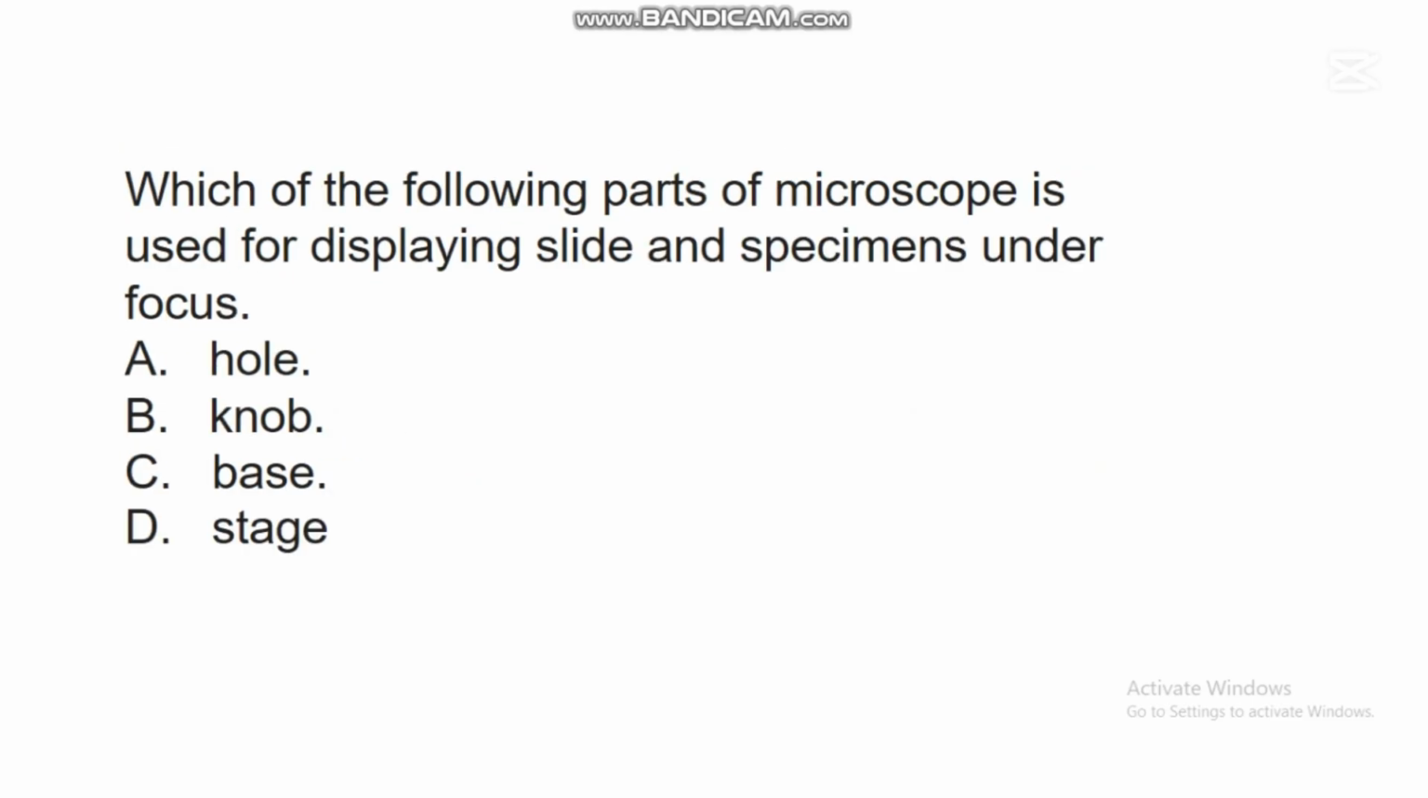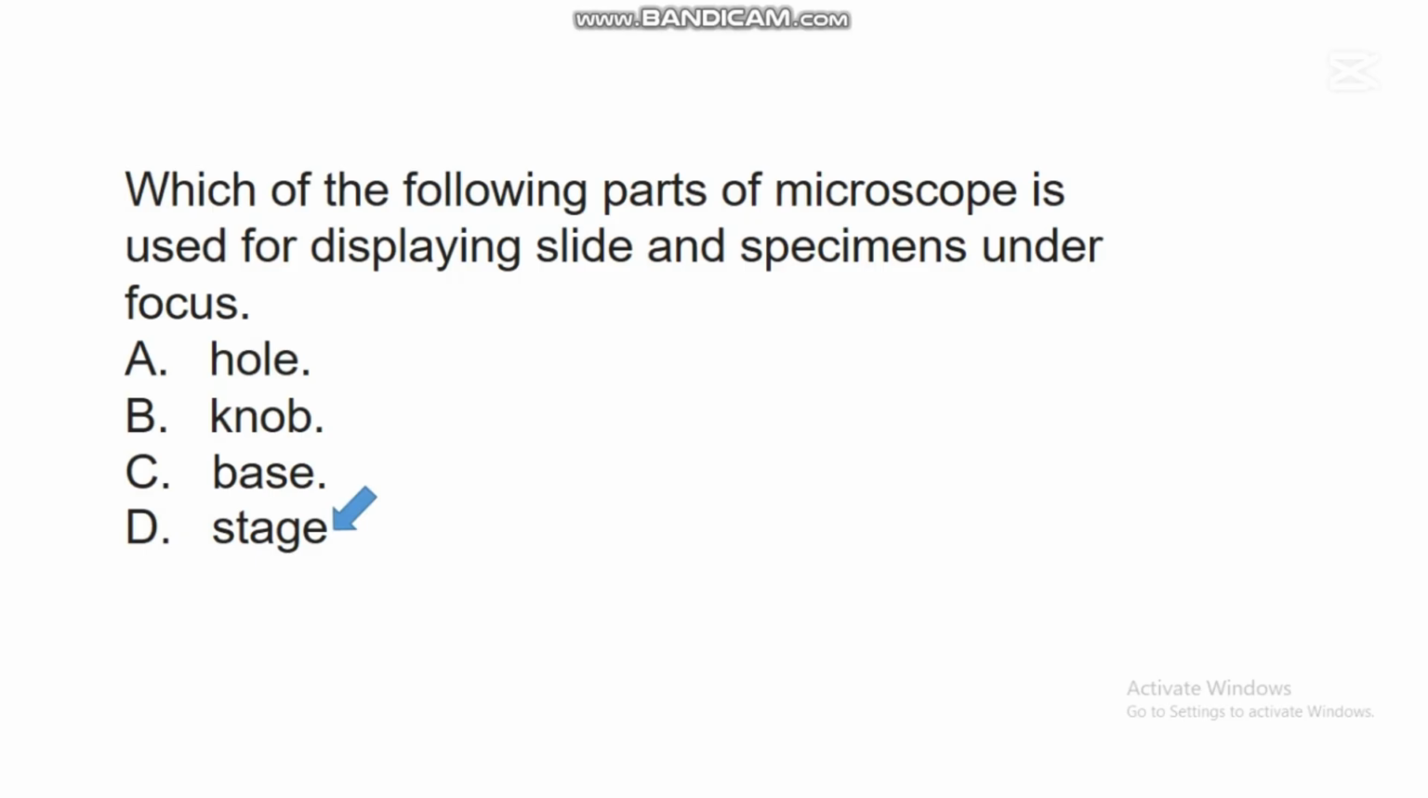The next question says, which of the following parts of microscope is used for displaying slide and specimens under focus? A. Hole. B. Knob. C. Base. D. Stage. In this question, the correct answer is D. Stage. This part of a microscope known as stage is used for displaying slide and specimens under focus.